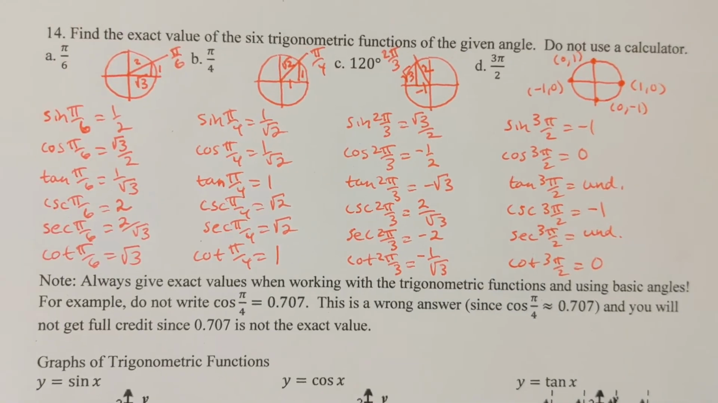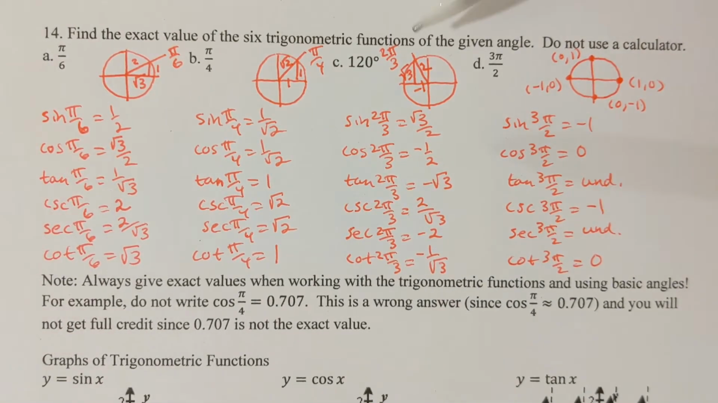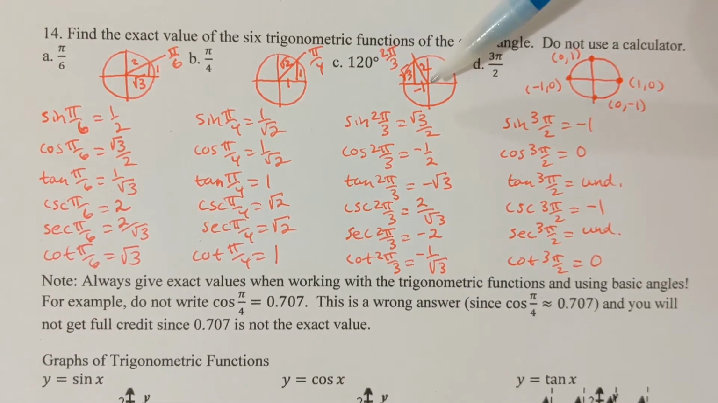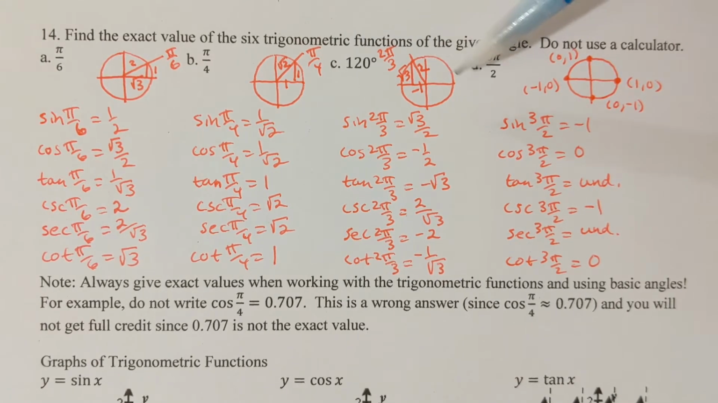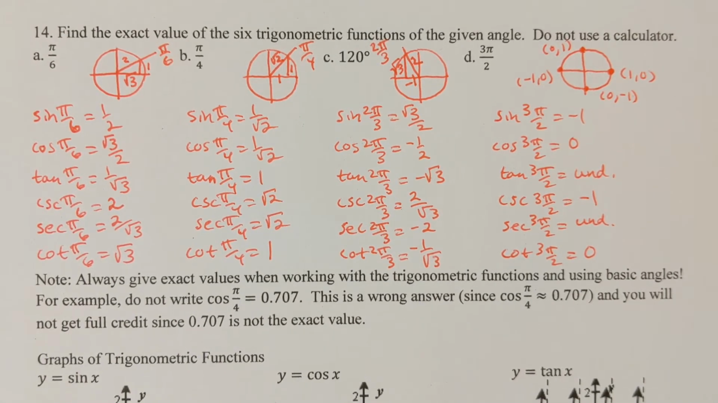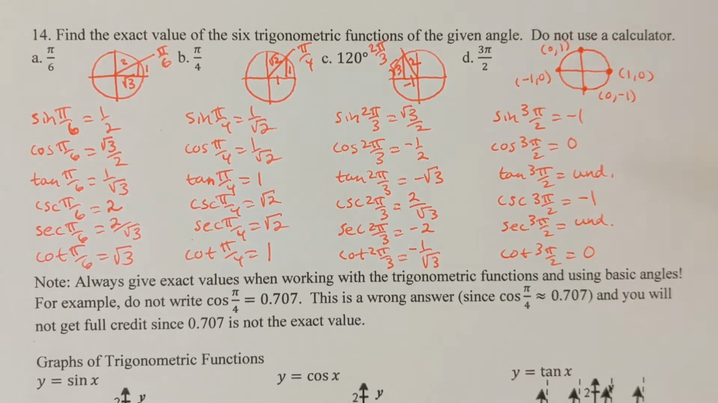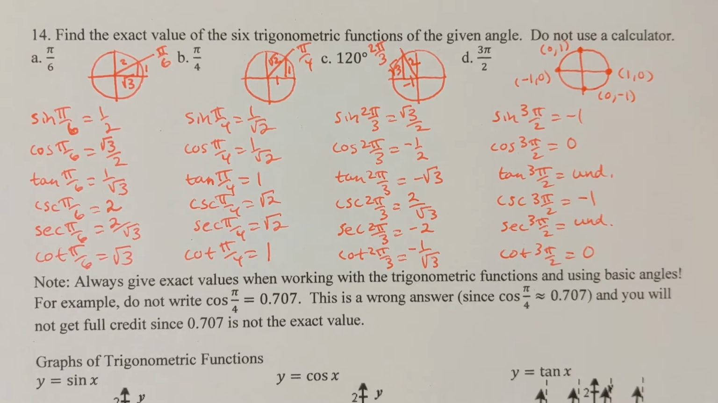So problem 14, part C, here would be an example of what I was just talking about, and I'll get to that shortly. But in problem 14, we want to find the exact value of the 6 trigonometric functions for the given angle. We're going to do this without a calculator. One reason why we're not using a calculator is because we want the values to be exact values. Okay, I'll comment on that again shortly.